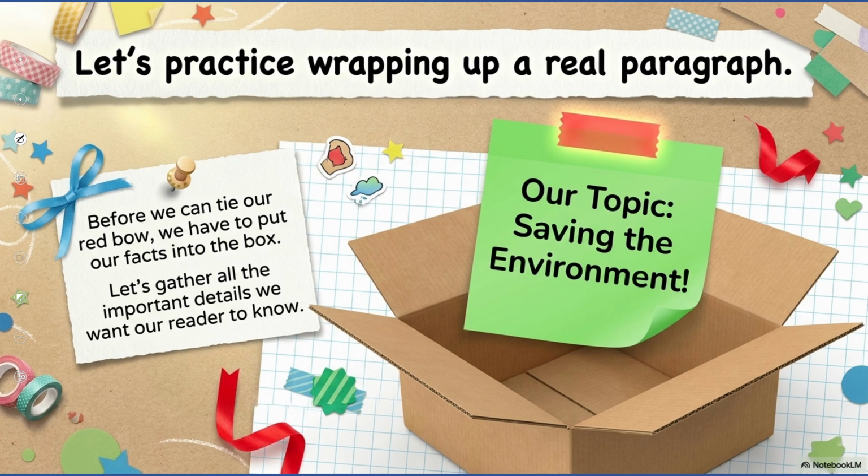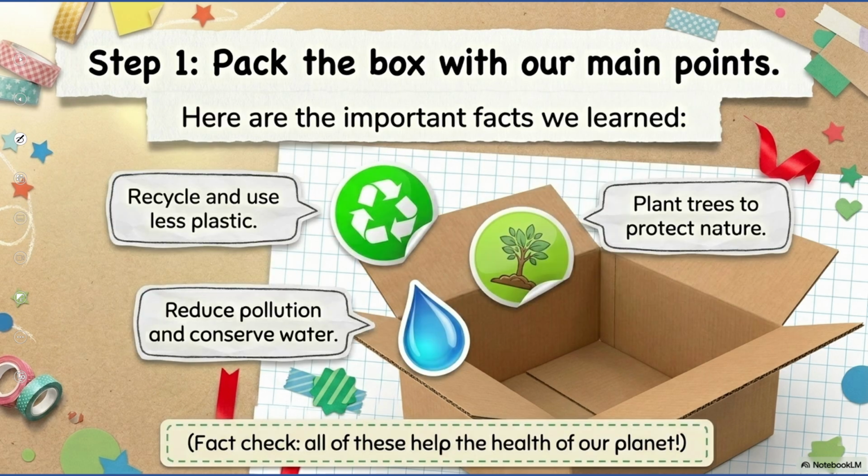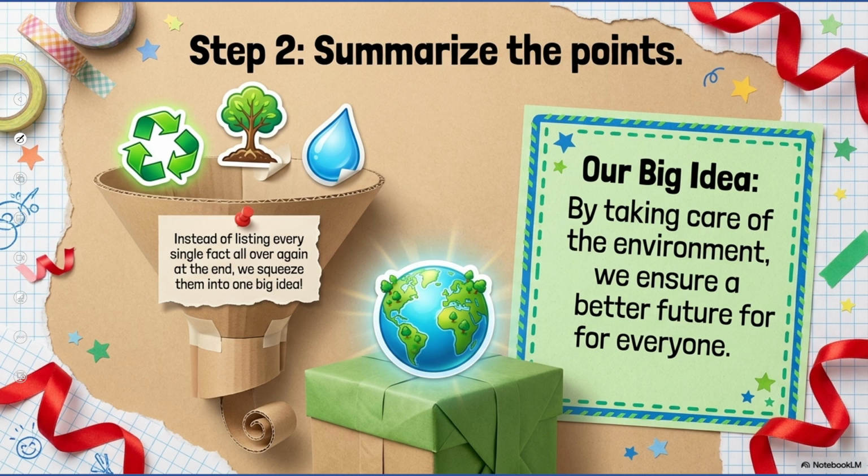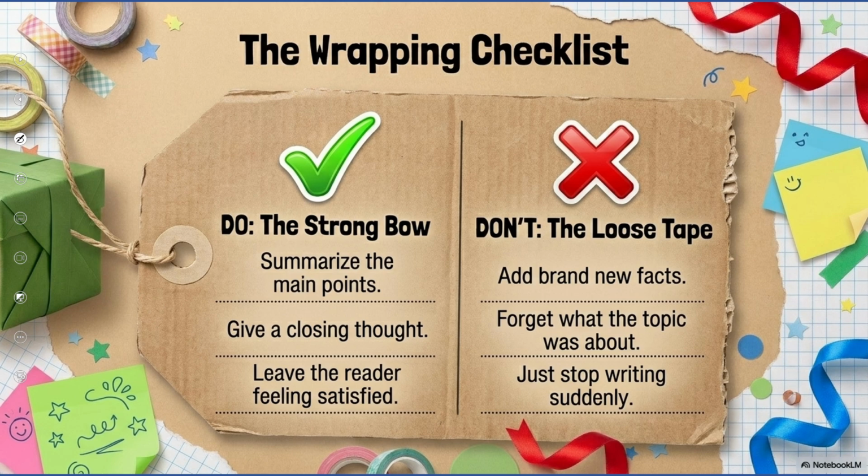For example, if we have creative writing on the topic of saving the environment, what would be the concluding remark? At the end, you have to use all of these points once again and write them in one sentence. Then the second sentence would be your opinion, and that would be: by taking care of the environment we ensure a better future for everyone. You do not have to copy it, you just have to give your thought or your opinion at the end.